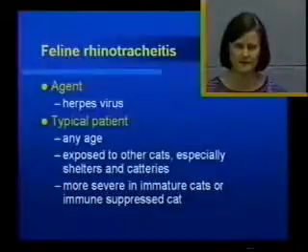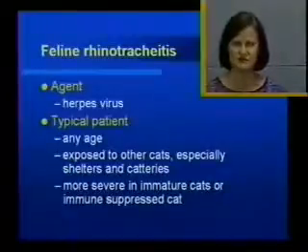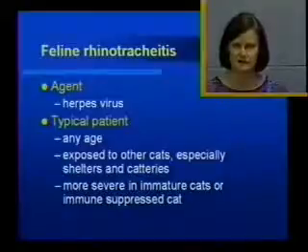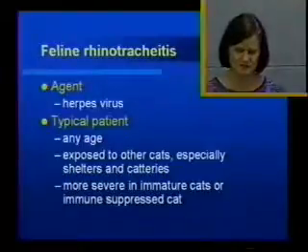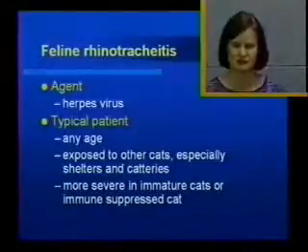Well, let's now talk about the upper respiratory virus infections of cats. The first one is herpes virus. It can affect cats of any age. There's no particular age-related resistance that occurs with this virus, although it does appear that kittens or immunosuppressed cats can have more serious clinical signs. It is rapidly passed among cats, especially cats that are housed in groups such as animal shelters and catteries.